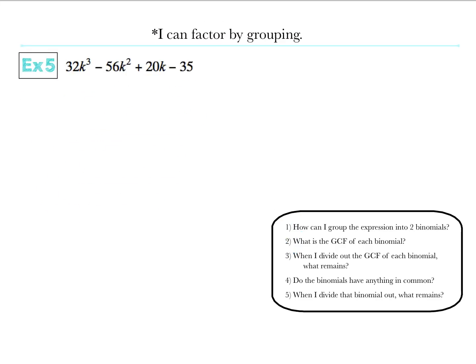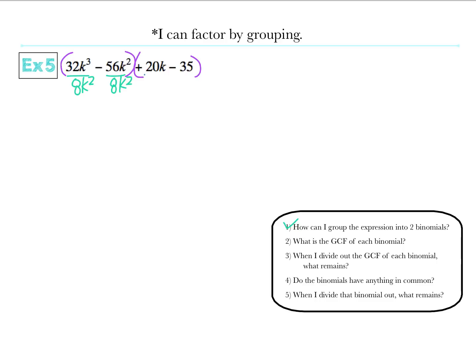All right, so let's start with this example, 32k to the 3rd minus 56k squared plus 20k minus 35. How can I group it? Well, I'm going to put this and this. All right, what is the GCF of each binomial? So 32 and 56, the largest number that they have in common is 8. And then k to the third and k to the second, they both share 2 k's.